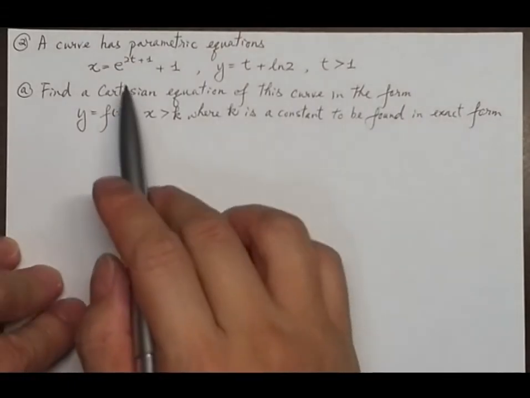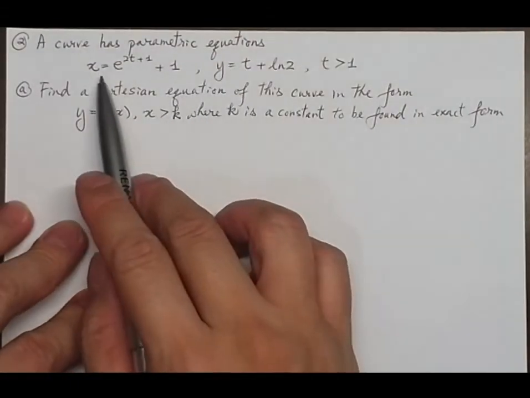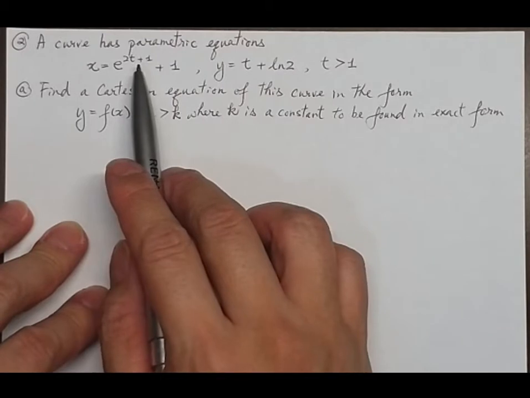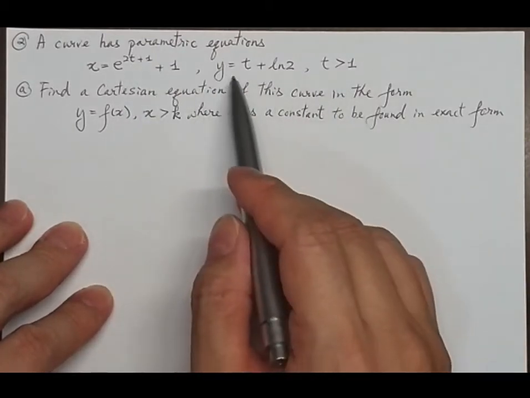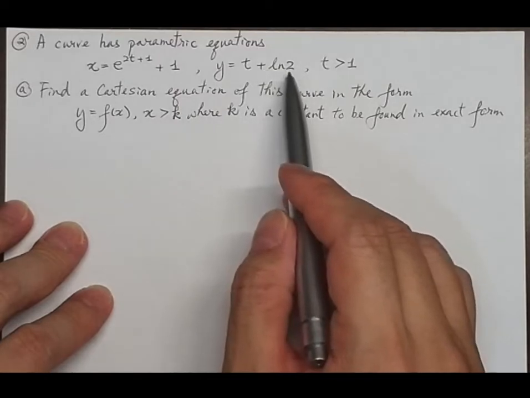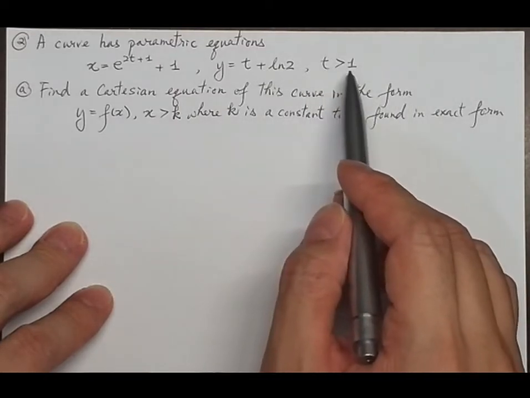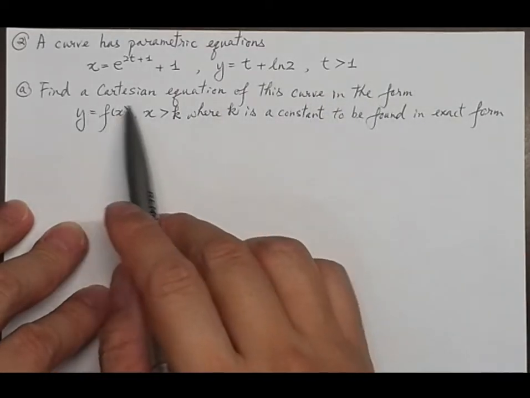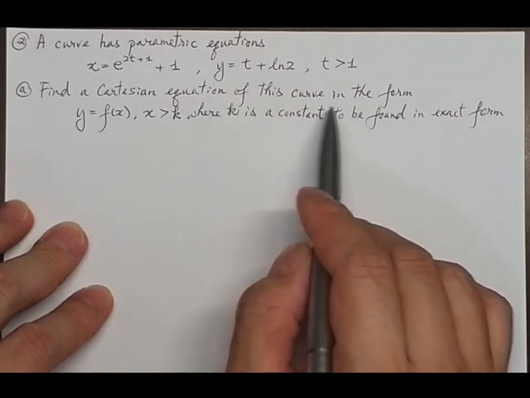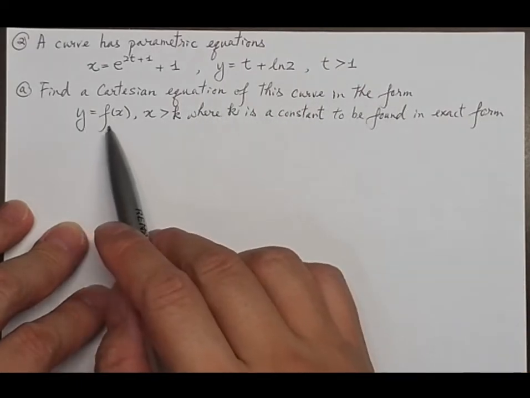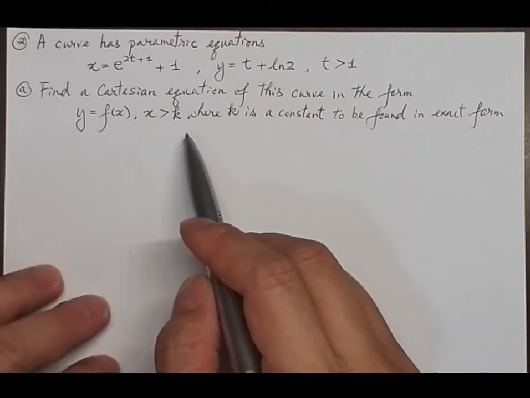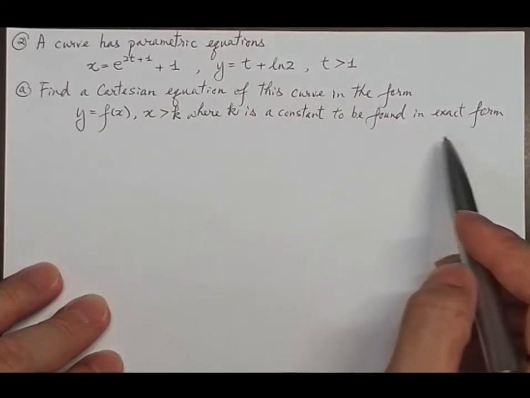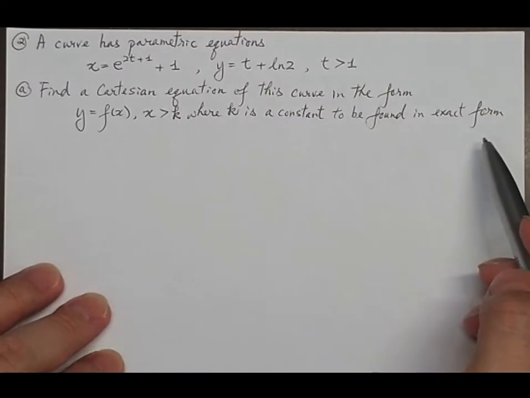Question number 2. A curve has parametric equation x equal to e to the power 2t plus 1, plus 1, and y equal to t plus log 2, and t is greater than 1. Find a Cartesian equation of this curve in the form y equal to f of x, x greater than k, where k is a constant to be found in the exact form.